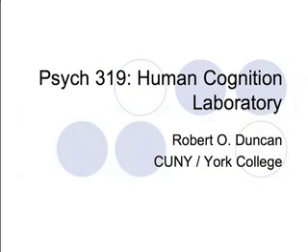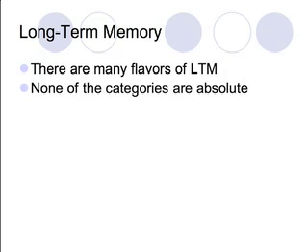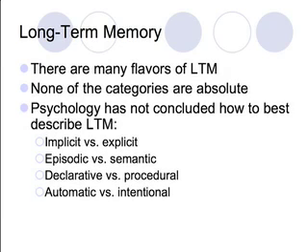We're going to round up the memory section in a few short slides, talking about some more long-term memory. There are many flavors of long-term memory. Earlier we portrayed in the memory systems model that there was just perceptual, short-term, and long-term memory, and also working memory as a variation of short-term memory. But there are several long-term memory categories, and none of the categories are absolute.